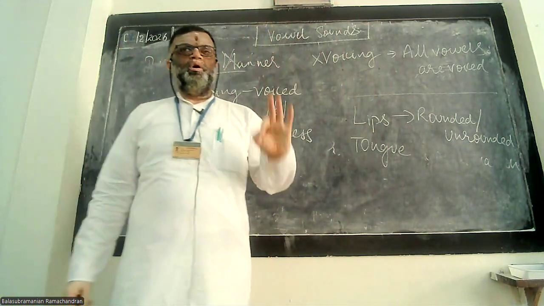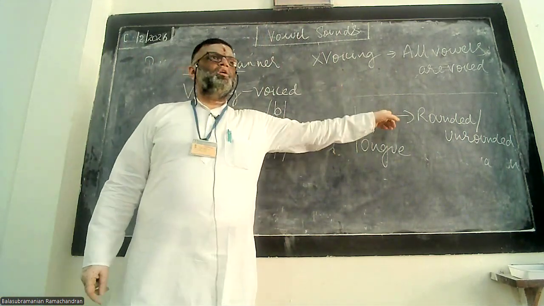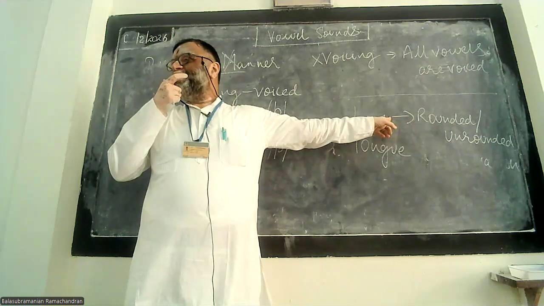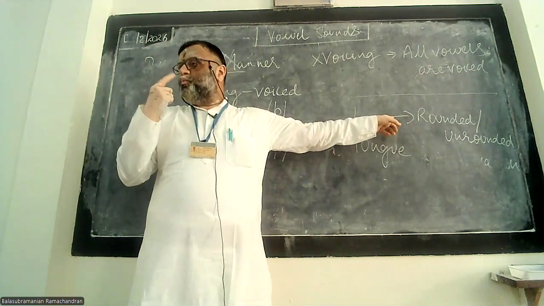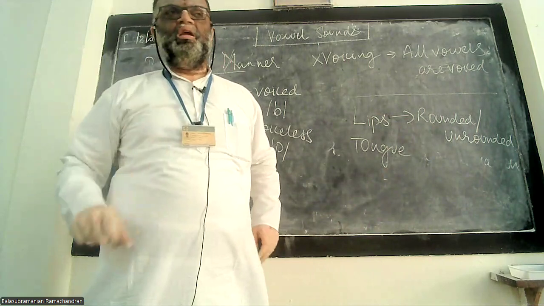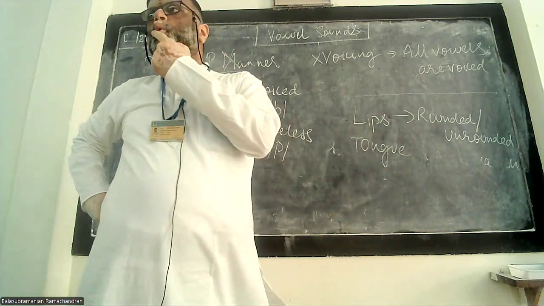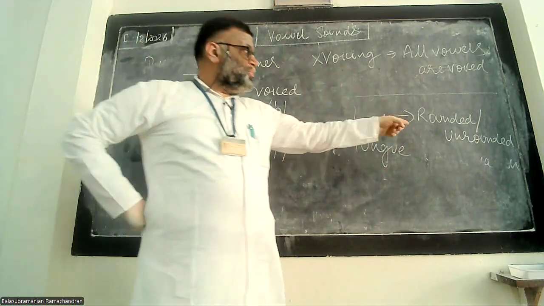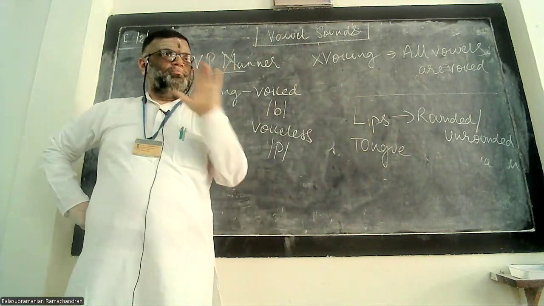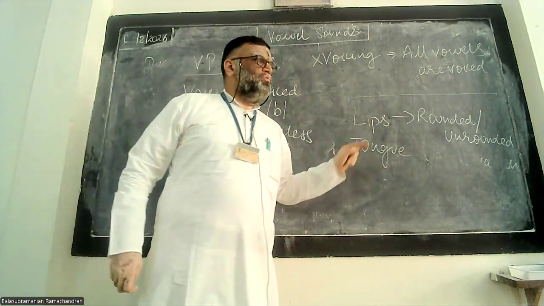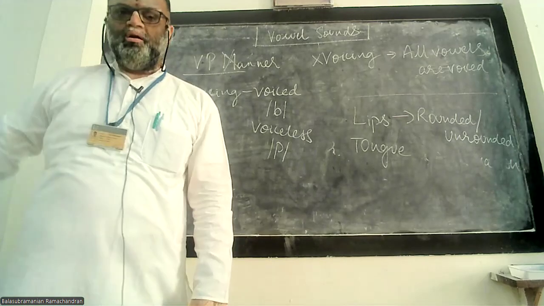So, for example, E is an unrounded vowel. Oo is a rounded vowel because I'm rounding my lips. But E is unrounded. Now the tongue.